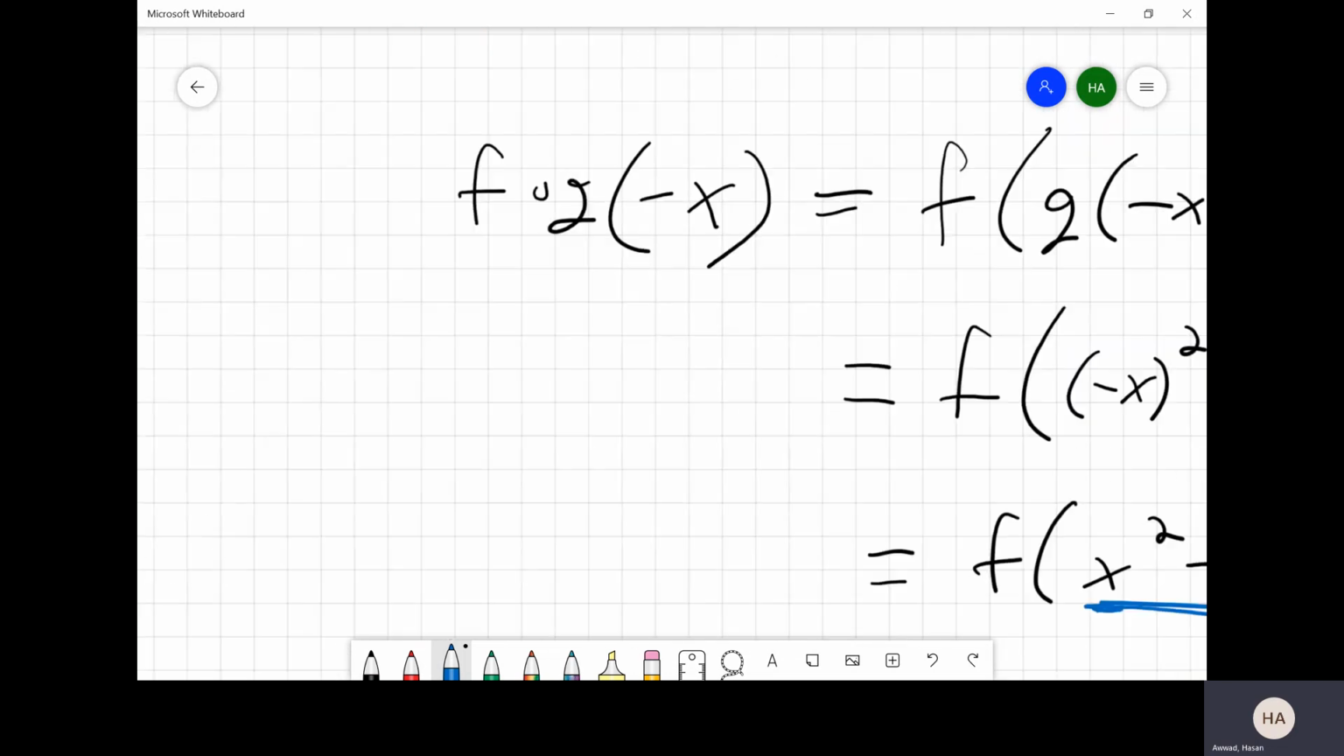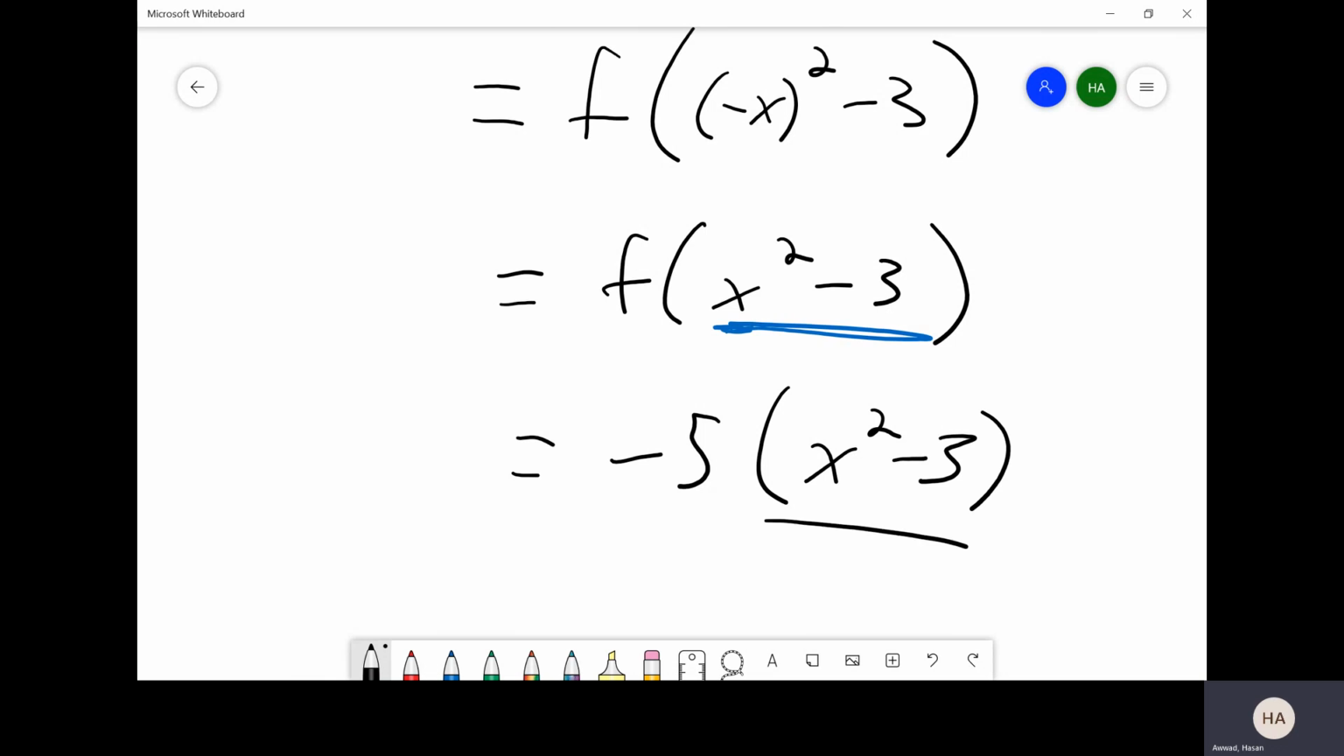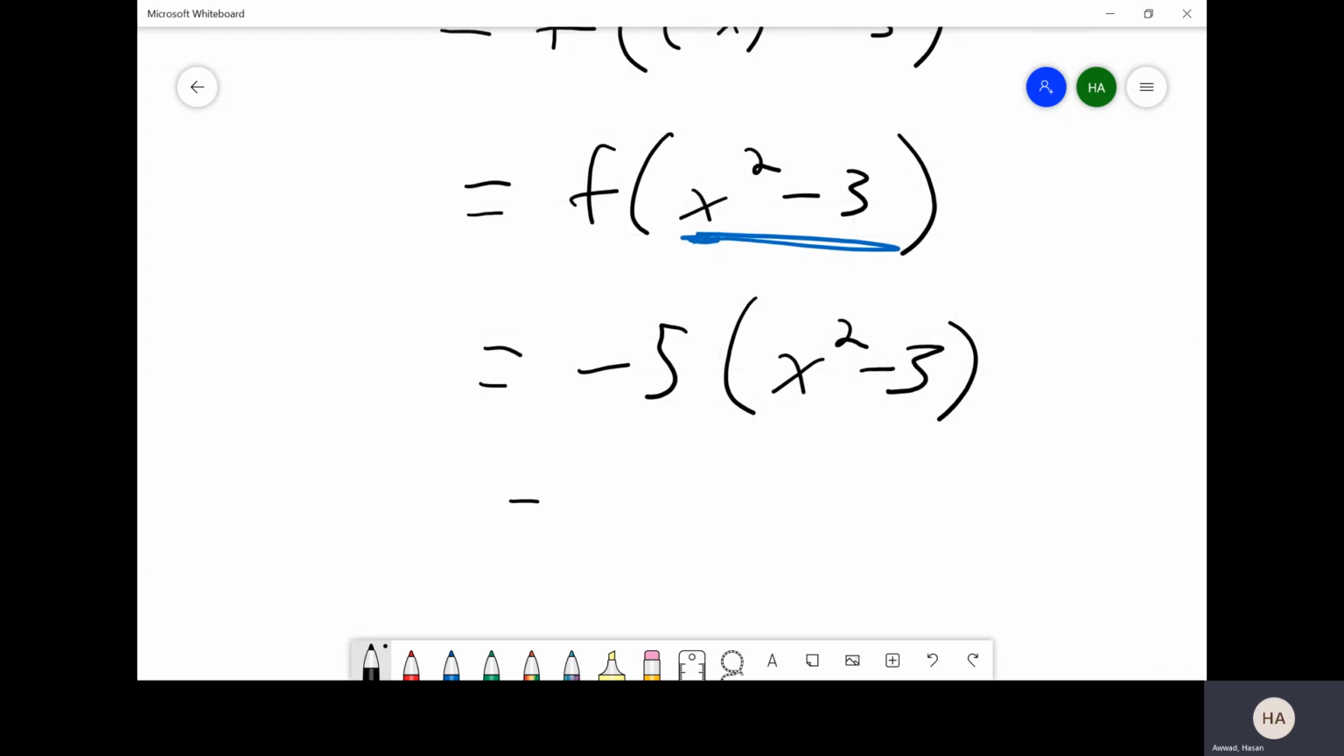So plugging this into f, we have negative 5, right? Negative 5 is the constant multiplying the x that was part of our function f. So we have negative 5 times x squared minus 3. This piece used to be an x, but we plugged in the input x squared minus 3. Okay, so great, we plugged in our input. Now we just have to distribute and we're done, right? So distributing, we have negative 5x squared plus 15, and we're done.